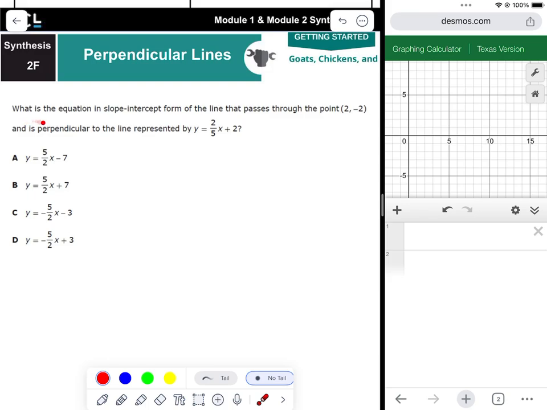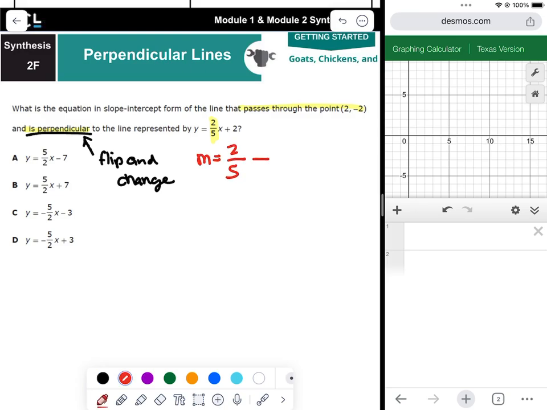All right. What is the equation in slope-intercept form of the line that passes through the point 2, -2 and is perpendicular to the line represented by y equals 2/5 x plus 2? So first thing, perpendicular means flip and change, which means I'm going to look at the slope of my line, which is 2/5. So if the slope of my line is 2 over 5, the perpendicular slope that I want will be flip 5 over 2, positive becomes negative.